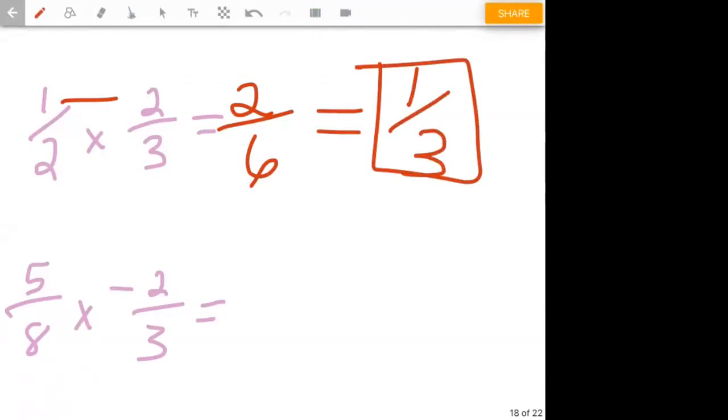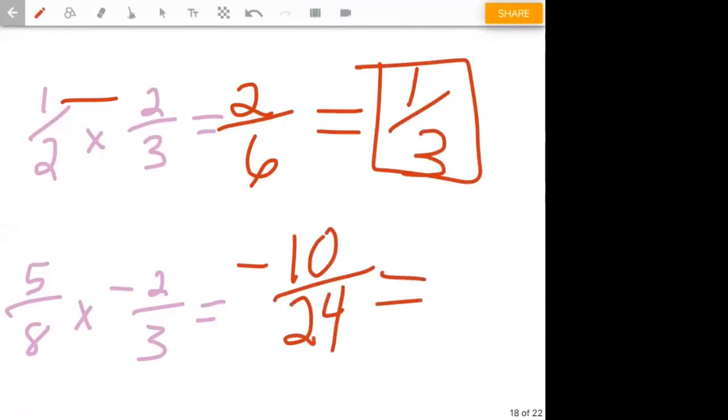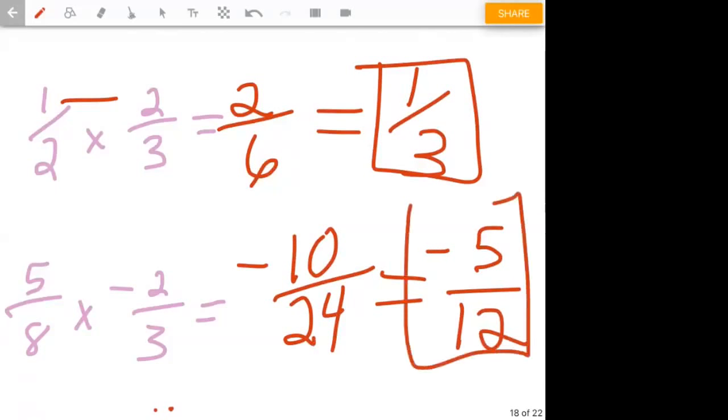And then on the bottom, 5 times -2 is -10. 8 times 3 is 24. And again, we can reduce this because 2 goes into both 10 and 24. So 2 goes into 10 5 times, but it's a -5. And 2 goes into 24 12. So that would be your answer.